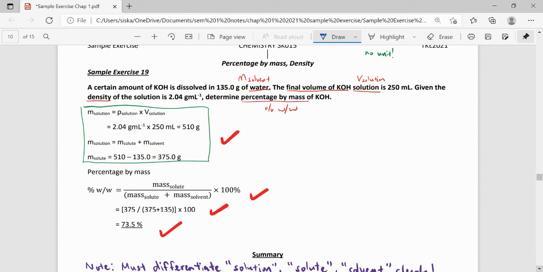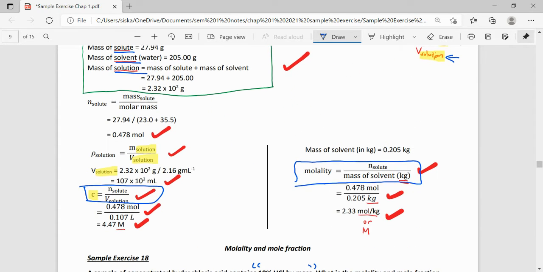Okay, now let's look at this. This also uses density, and it already gives you the volume of the solution. So in this case, you must use the volume of solution given.